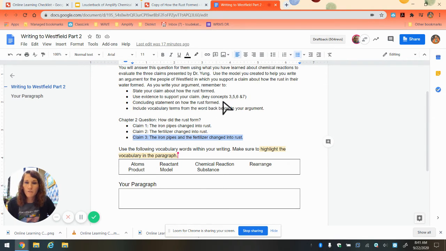So I kind of gave you a hint in the order of writing your paragraph here by adding the key concepts and placing them in the order that you should write them in.